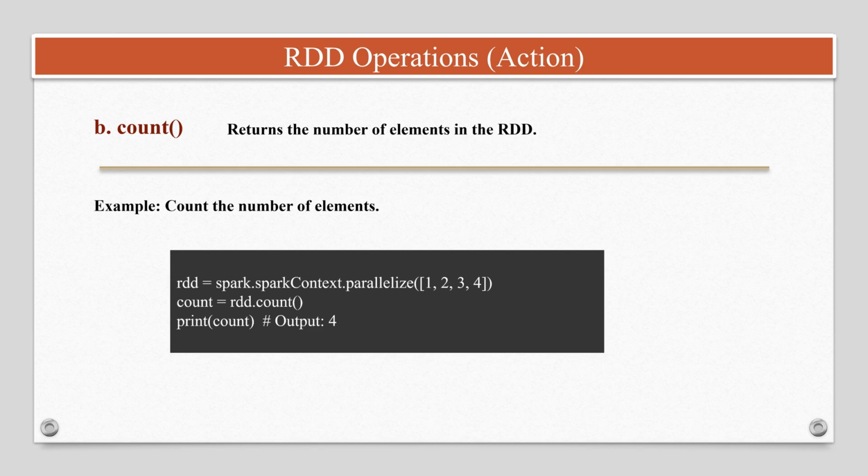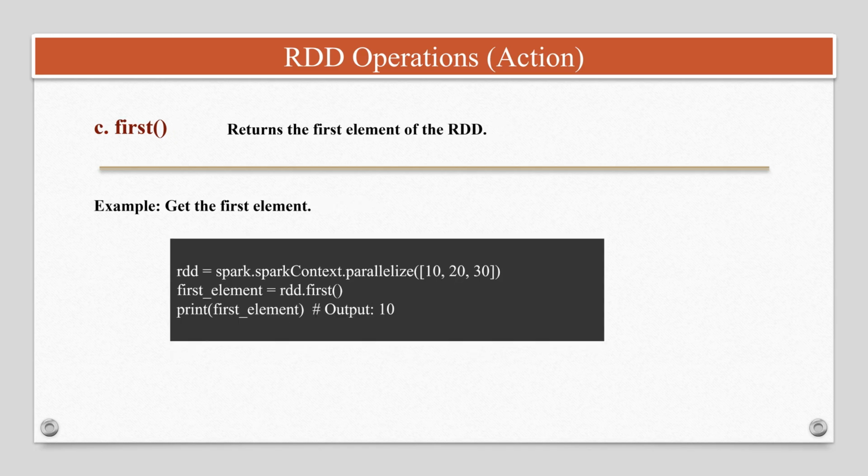Example, count the number of elements. We have an RDD of 1, 2, 3, 4 as elements and used the count action, so it will give 4. Next one is the first action. It returns the first element of the RDD. Example, get the first element. We use RDD.first. So in the given RDD list, 10 is the first element, so it will output 10.